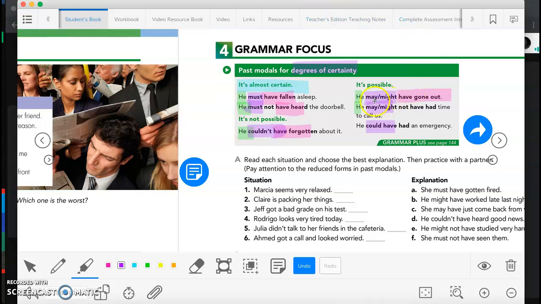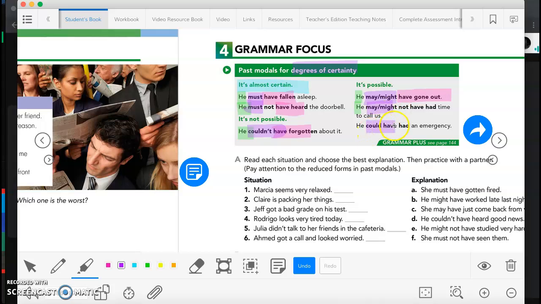When we use "may" or "might," we are saying that this is a possibility. This is a maybe. So "he might have forgotten" is basically saying maybe he forgot it. So "he may" or "he might have gone out." "He might not have had time to call us." I am saying that this is a possibility. Maybe it happened, maybe it didn't, but the chance is there.